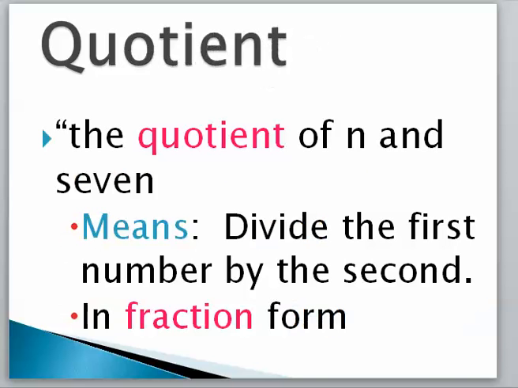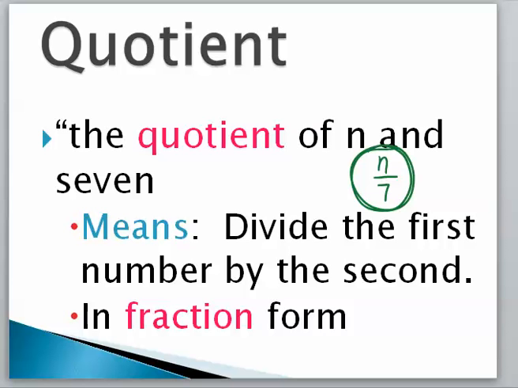The next word we're going to discuss a little bit more is quotient, and the reason I want to bring this up is because quotient not only means division, but I want to make sure that you guys know that it also means a fraction. So you could write the quotient of n and 7 in this form right here, n divided by 7.